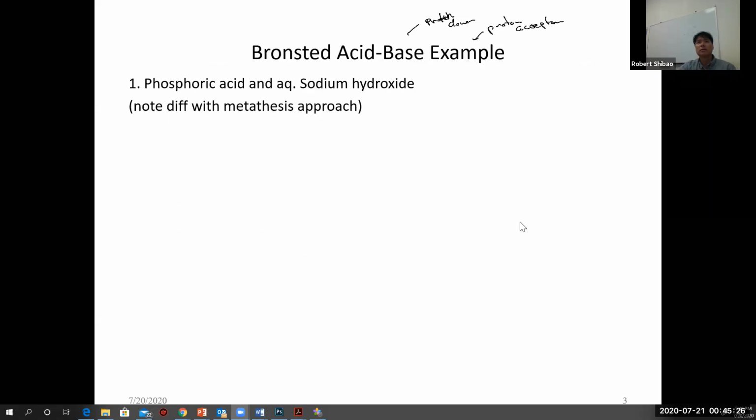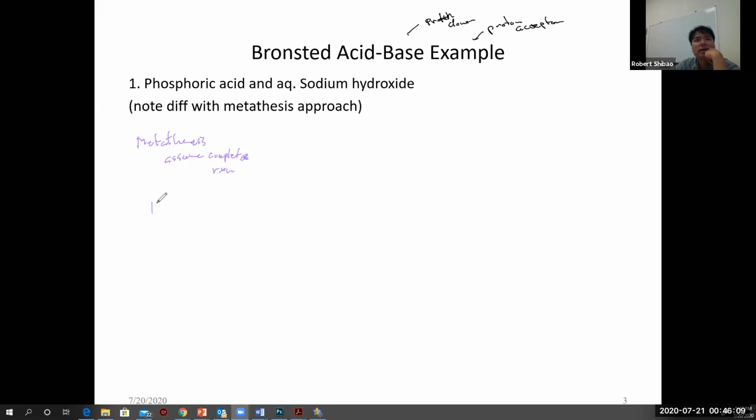So let's take a look at this one. This one we could do either method. We could do Bronsted or we could do metathesis. So the first, let's do metathesis, just for comparison. For metathesis, we assume full reaction, assume complete reaction.